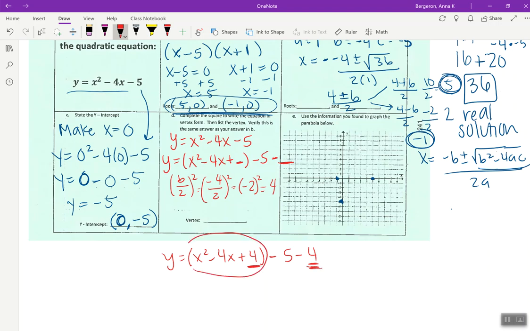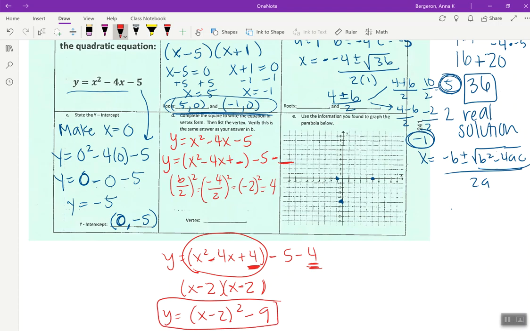So then remember, we factor this piece. What two numbers multiply to give me positive 4 and add to give me negative 4? Remember, when I factor, I want both of my terms to look exactly the same. Since b is negative, both of my factors are going to be negative in this case. Two numbers that multiply to give me 4 and add to give me negative 4 would be negative 2 and negative 2. So that would be negative 2 squared, and then negative 5 and negative 4 make negative 9. So here's my vertex form.